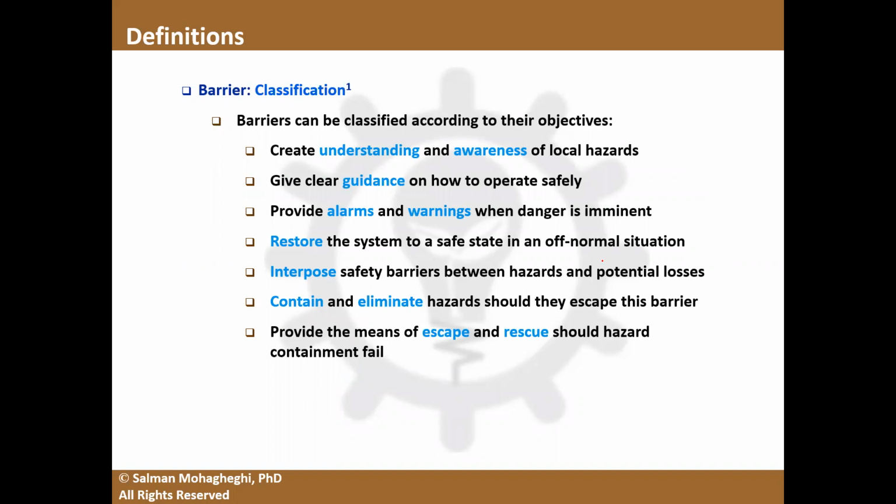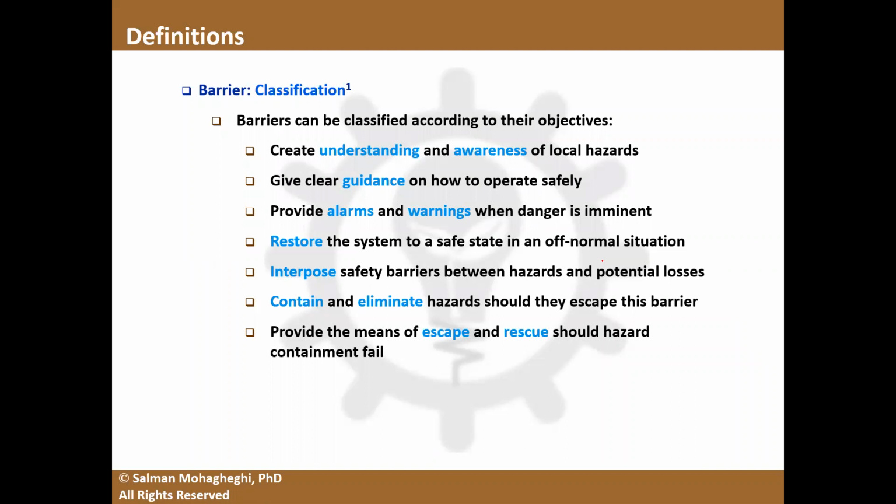When we talk about barriers, there are so many different ways you can design a barrier. You can design a barrier which is merely providing understanding and awareness. So just educating people about the local hazards and what they should do should one happen. It could be a barrier in the form of guidelines and guidance. So how should you operate this machine or this system safely? A barrier could be an alarm. It could be a warning system that notifies people that a danger is about to happen and is imminent.